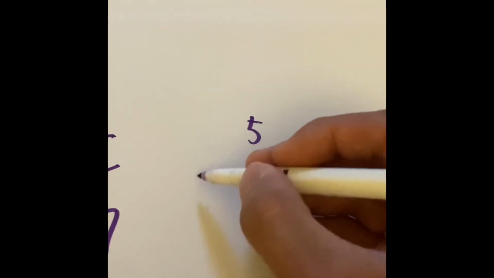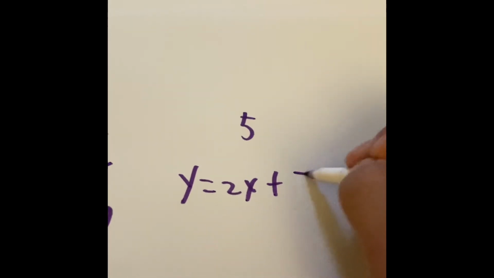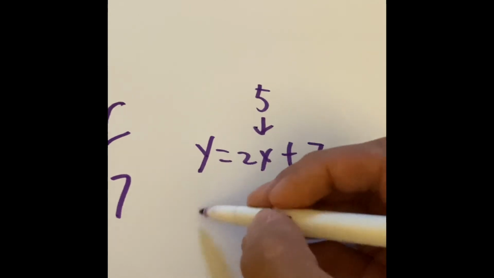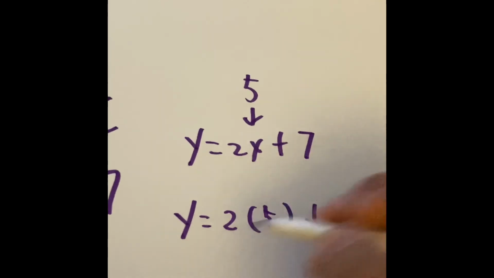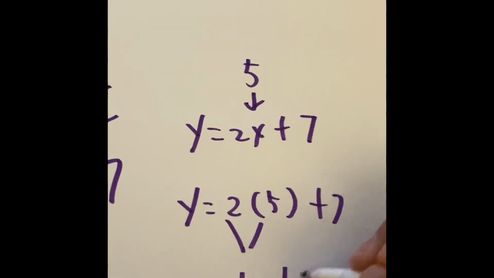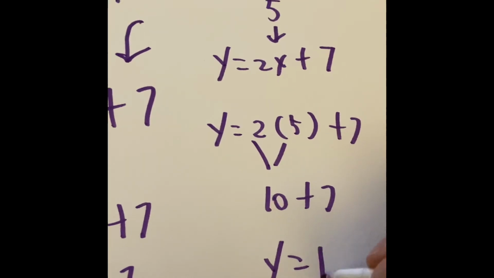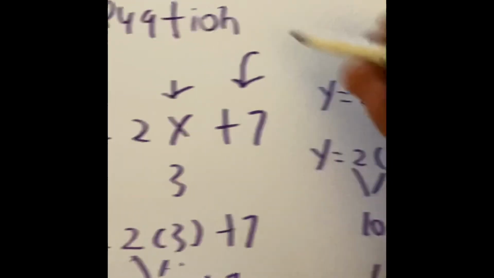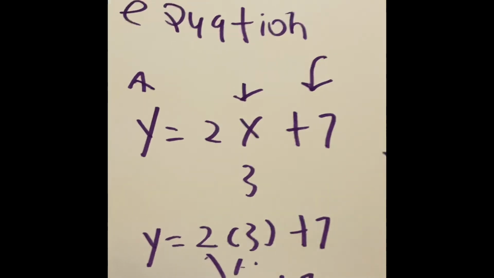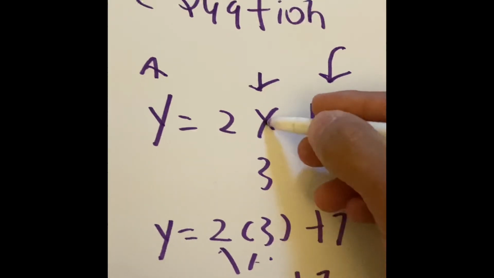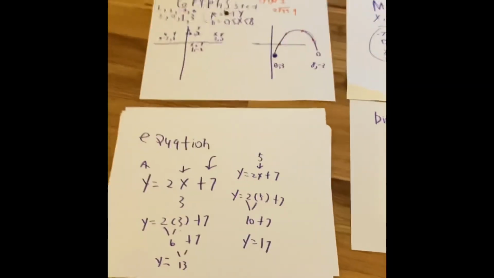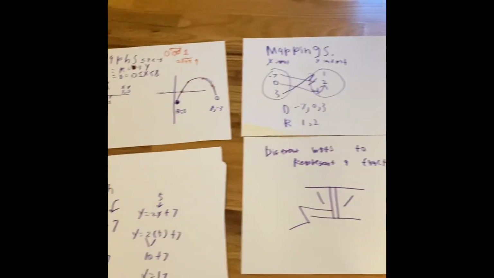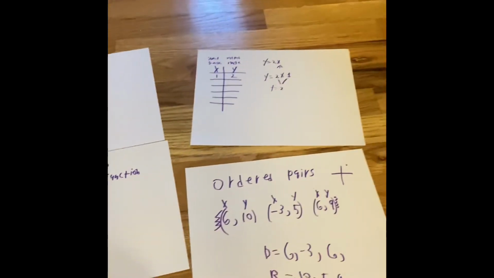Or if we insert 5 in for x. When we insert 5 into x, y is going to equal 2 multiplied by 5 plus 7. 2 times 5 is 10 plus 7. Y is going to equal 17. So, when we use an equation, it can quickly help us learn what we insert for x will give us for y. So, we have now learned all the different ways to represent a function or a relationship.